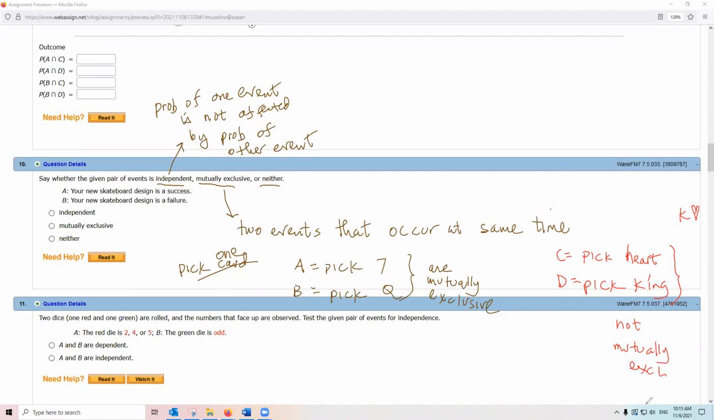All right, so now let's go and see what they're talking about. They say event A is your skateboard design is a success. Event B, your skateboard design is a failure. Well, can these 2 events happen at the same time? Your skateboard design can't be a success and a failure at the same time. So these events cannot happen together. That means they are mutually exclusive. So mutually exclusive is the answer on that one.